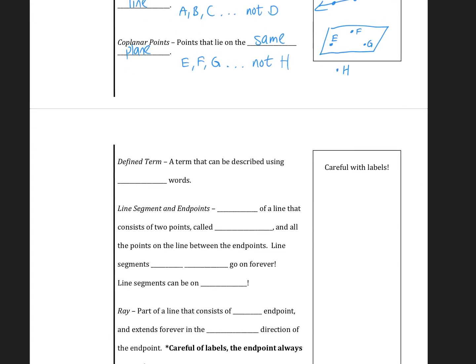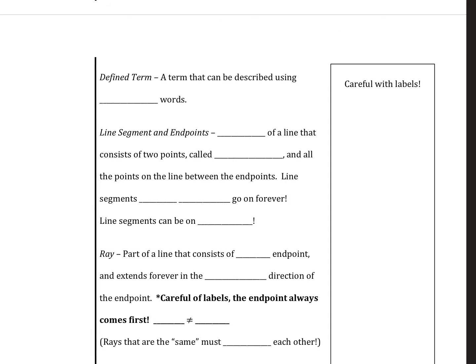Let's switch up the colors here. Okay, so we're on pink now. A defined term is a term that can be described using known words. We talked about how the undefined terms you can't really use any other words to describe them, so they're kind of like the most basic ones. But defined terms are using known words.